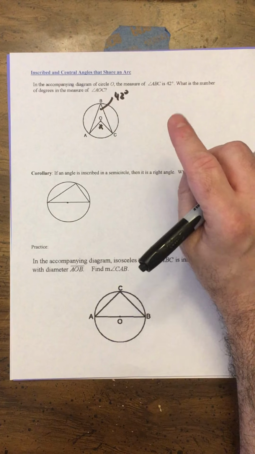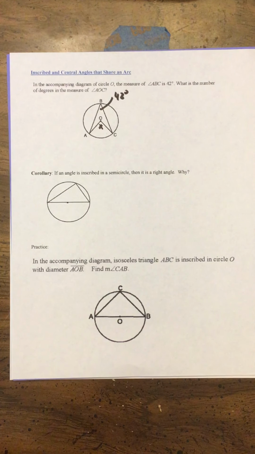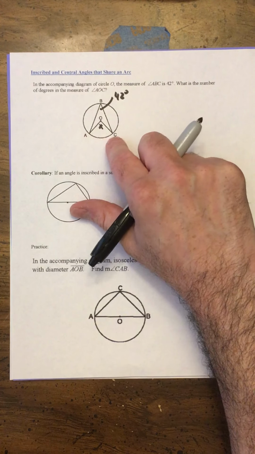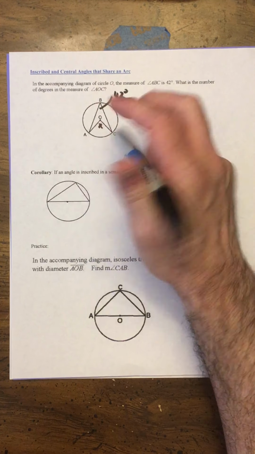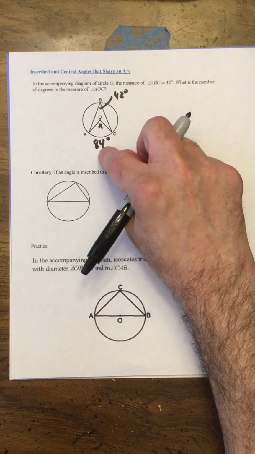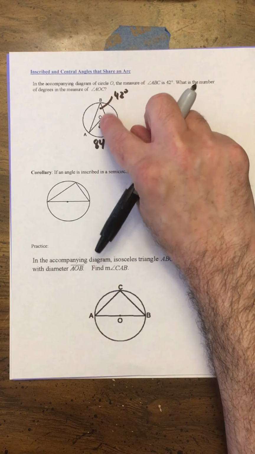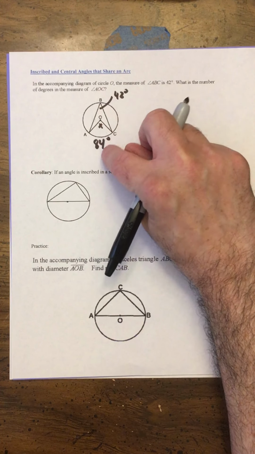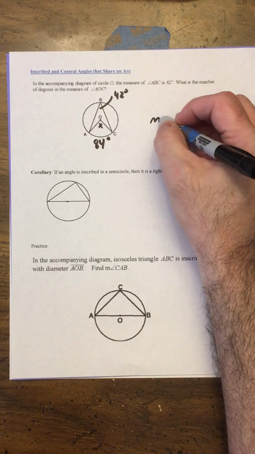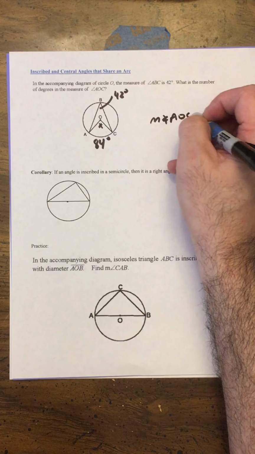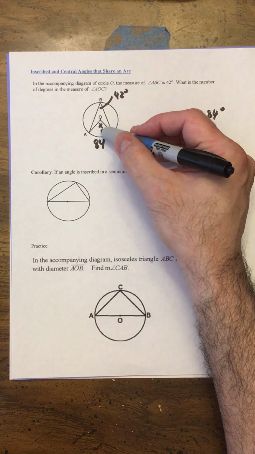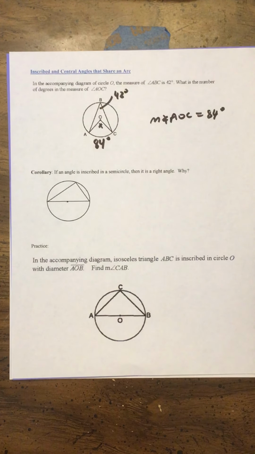Well, let's do this in steps. Step 1 is to recognize that this was an inscribed angle, so the intercepted arc should be double. This should be 84, because an arc is double the inscribed angle. Now we're looking at the central angle. We should know that the central angle is equal to the arc, so the measure of angle AOC is also equal to 84 degrees, because it's equal to the arc, whereas the inscribed angle was half of the arc.